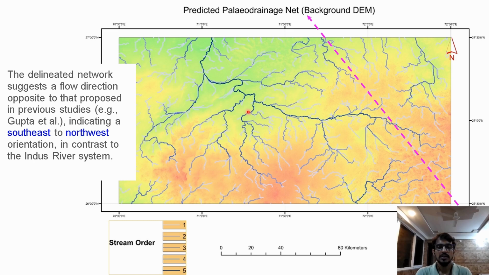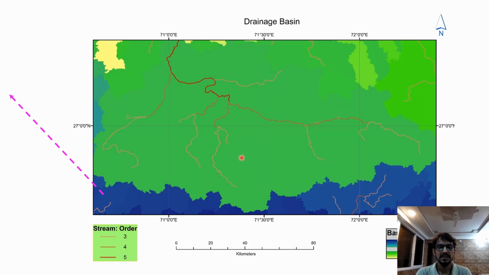So here you can see, when we generated a drainage delineation map from SRTM data, we found that a major basin is flowing, the streams are flowing towards the northwest, in this direction. And you can see the different orders of streams here. This is the basin map. Again, the major streams are selected and their direction is towards the northwest.